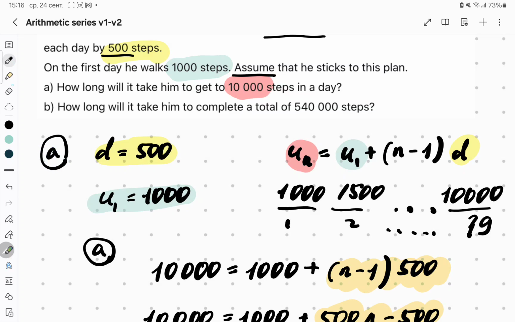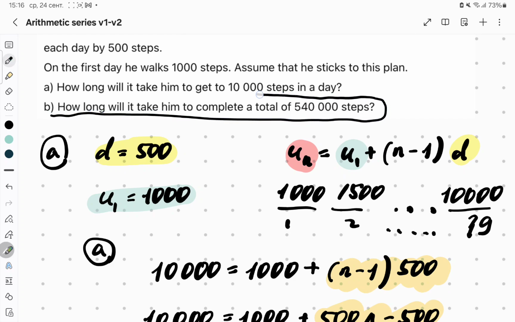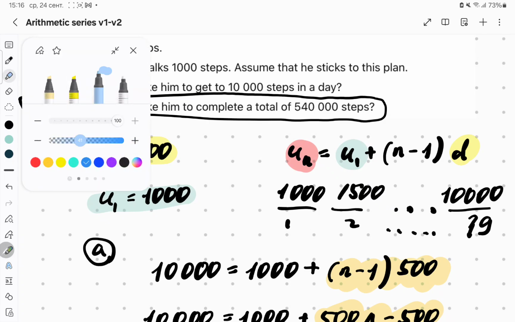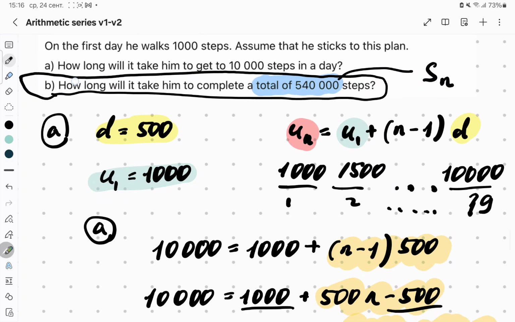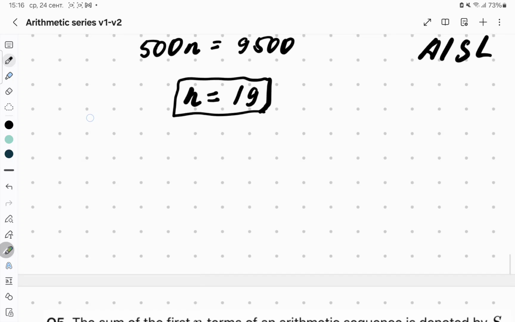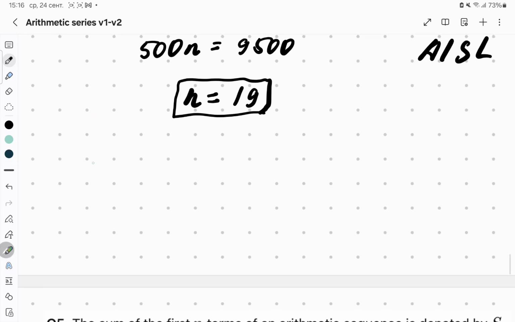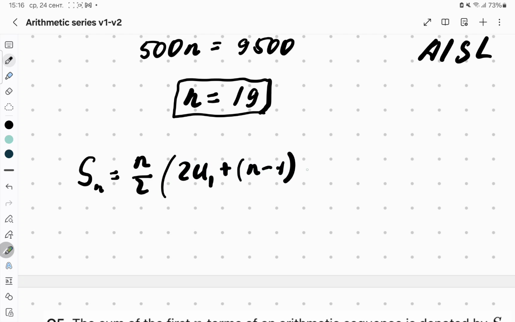Now part B. Let me erase everything here to focus our attention on part B. How long does it take to complete the total? The keyword here is total. Total straightforwardly means Sn, the sum of the n terms of an arithmetic series. According to the formula of the sum, as we deduced in the previous lesson, or you can find this formula in the formula booklet, we can plug everything in here.